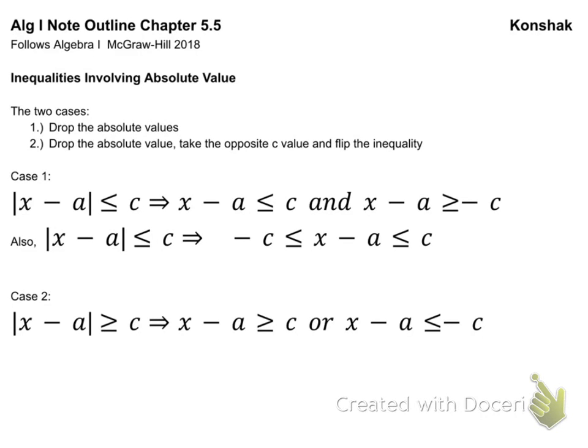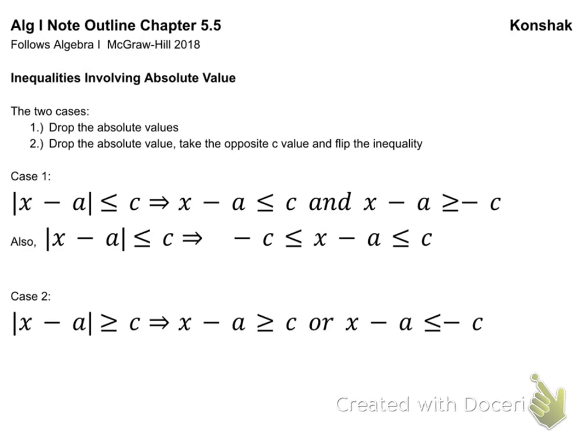Algebra 1, this is chapter 5.5. We're going to be solving inequalities that have absolute values in them. Yes, they are a little bit daunting, I think, at first. But I've got case 1 and case 2 here, and really what it comes down to are those two sets of rules. The first one is you always drop the absolute values. And the second one, you will drop the absolute value and then take the opposite value of C and flip the inequality. If you remember those two rules, all of our problems are going to go away.